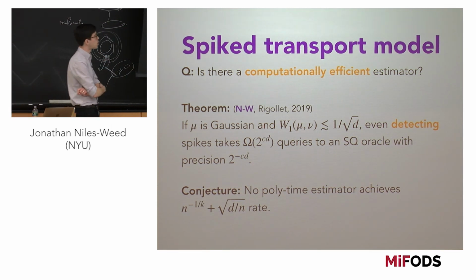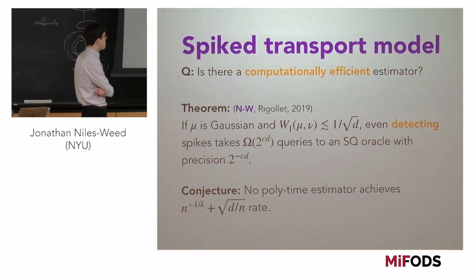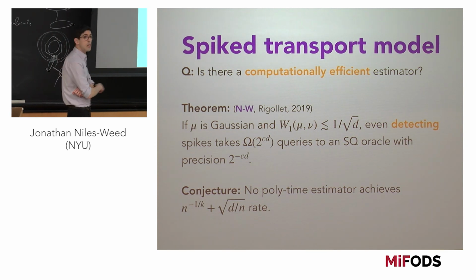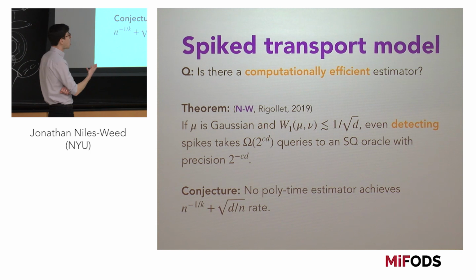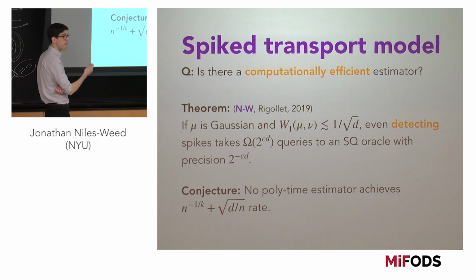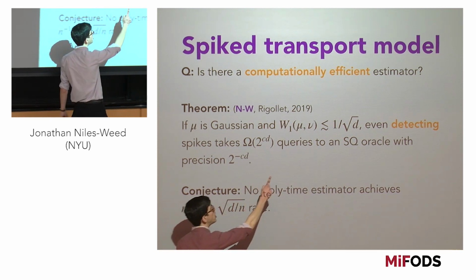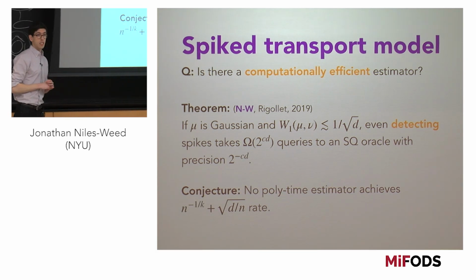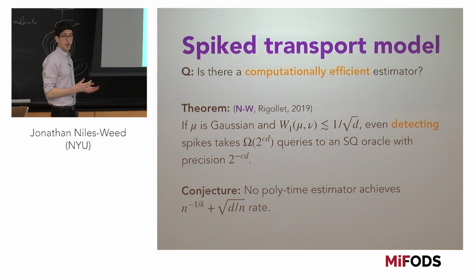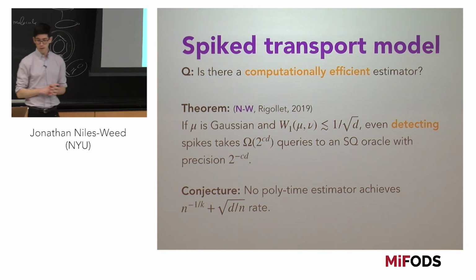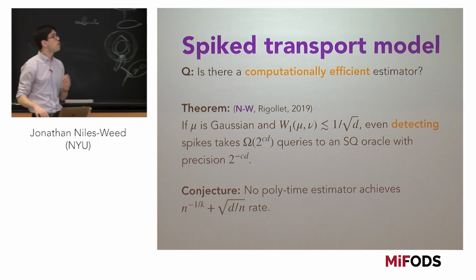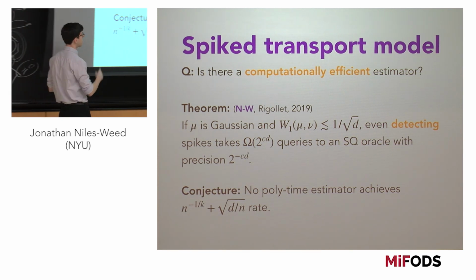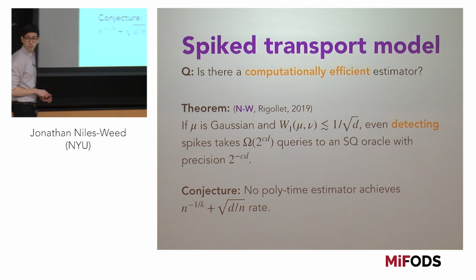If you're not familiar with SQ lower bounds, you can ask me afterwards. But this is a type of evidence that algorithms of a certain sort will need a lot of samples or a lot of computational time in order to actually find a spike. But note that in this regime, this 1 over root d, our non-efficient estimator can find this spike with only a polynomial number of samples. So at least if you believe SQ lower bounds, it's reasonable to conjecture that there's no polynomial-time estimator that achieves this optimal rate.